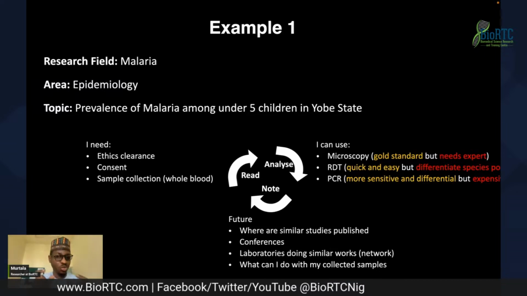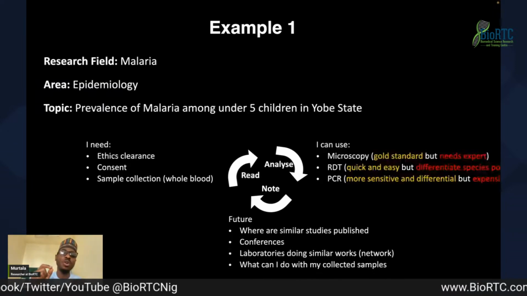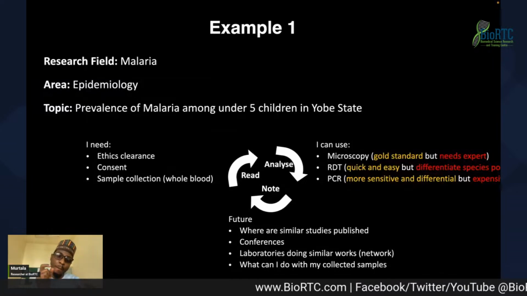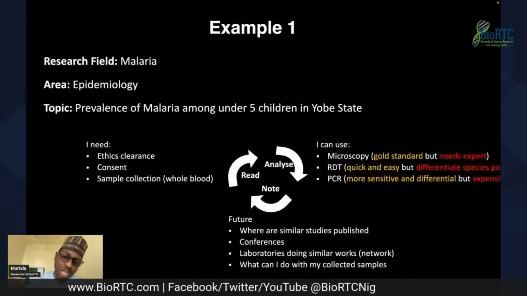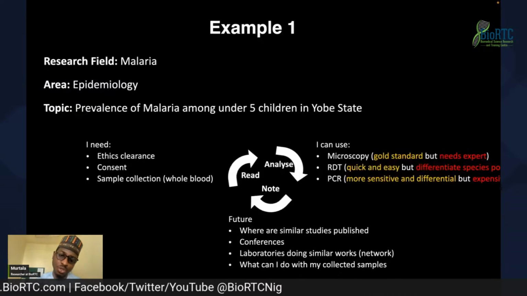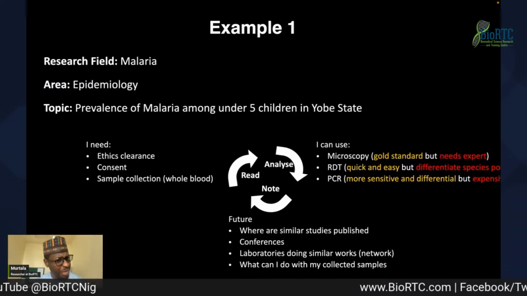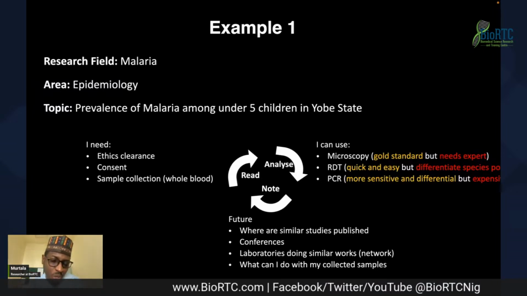Because during the design stage, you are going to end up choosing one method and discarding another. You want to, by that stage, know where studies that use only microscopy for diagnosis of malaria to arrive at prevalence are published. This is like the last stage. You have already optimized the method you want to use.